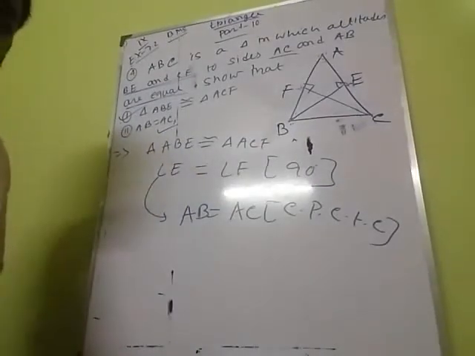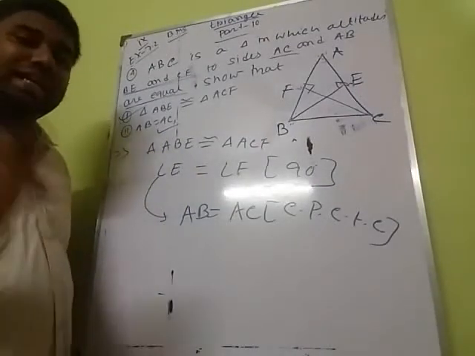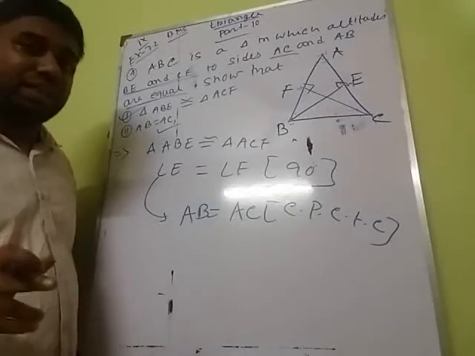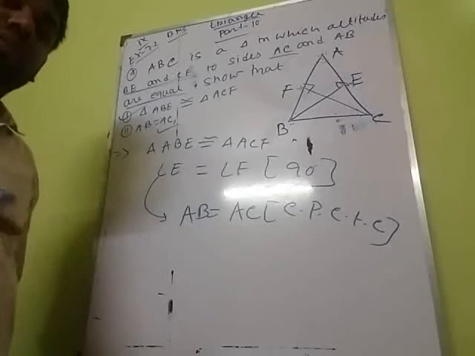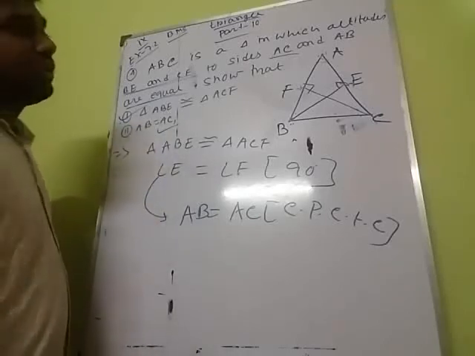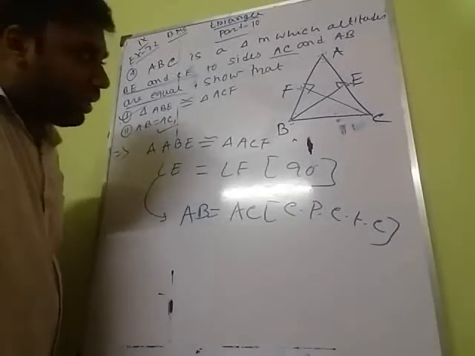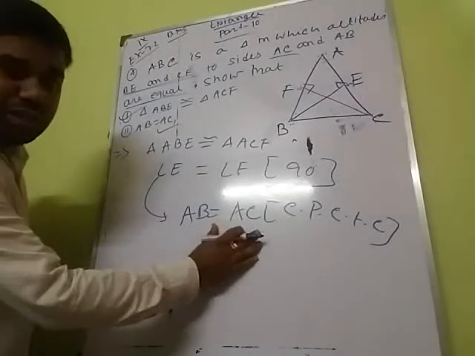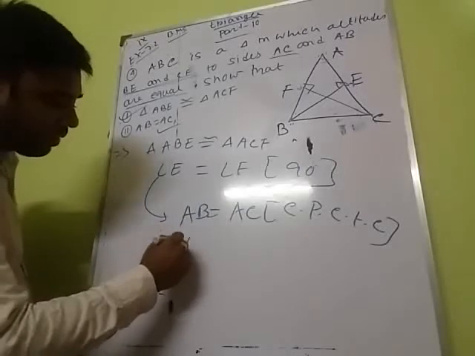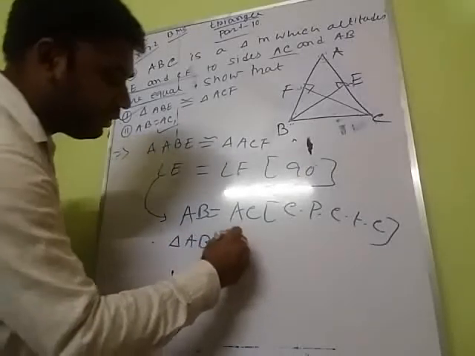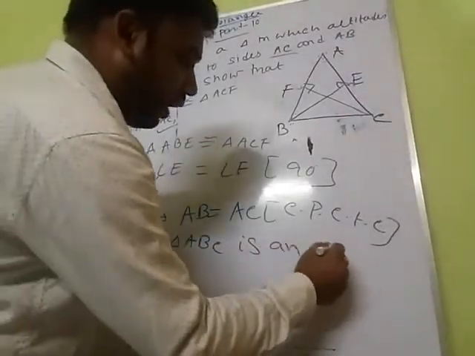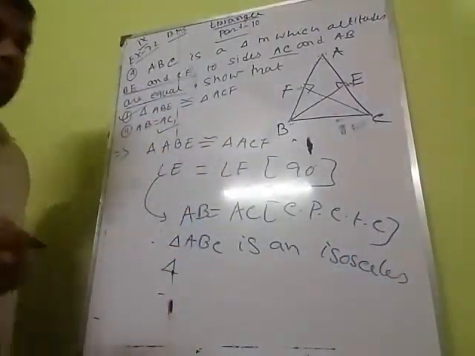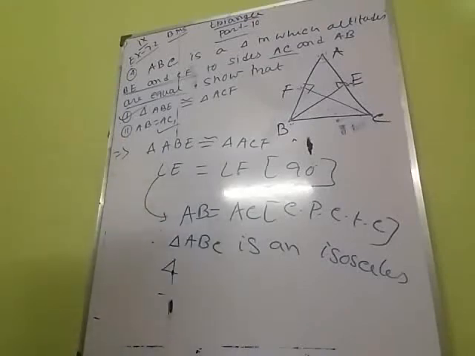But an extra part is given, that ABC is an isosceles triangle. We know that an isosceles triangle means a triangle in which any two sides out of three sides are equal, equal in length or equal in measure. Then that triangle is called an isosceles triangle. In triangle ABC, we have already proved that AB equals AC. So we can say triangle ABC is an isosceles triangle.